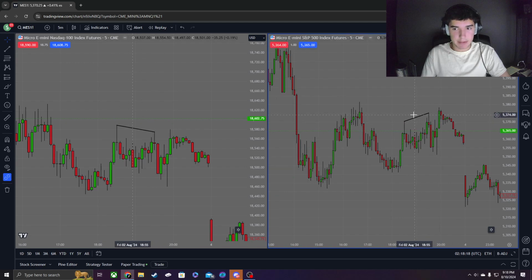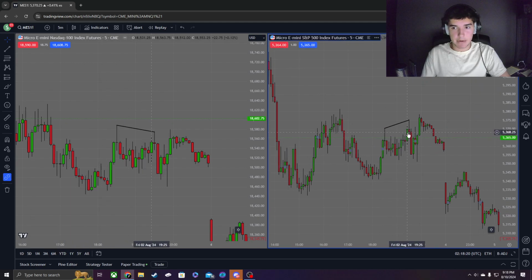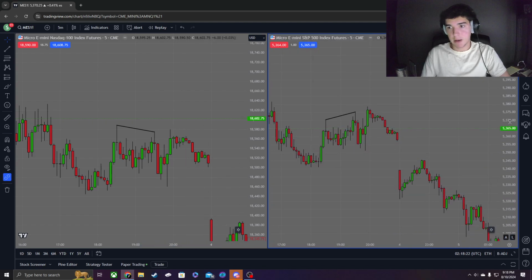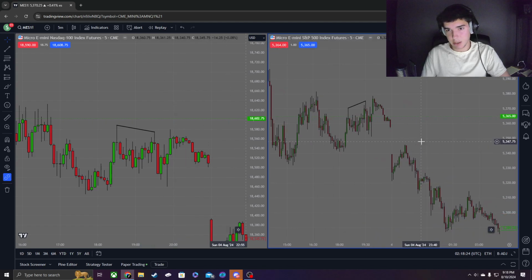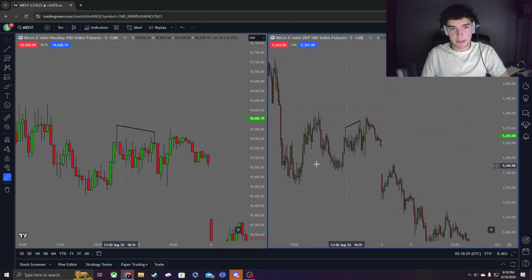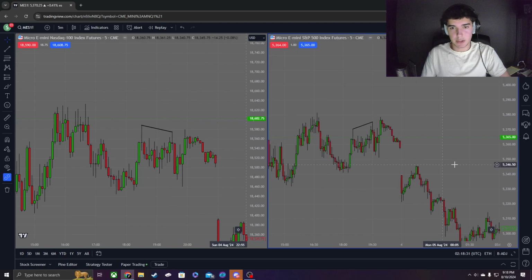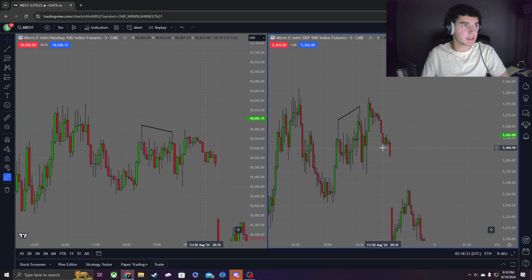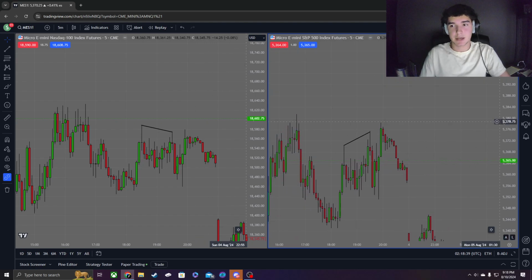So now this would be the SMT divergence right here, because it's with the highs, right? This would be a bearish SMT divergence. Now, there might be a trade here, but honestly, this is more just signaling if price is going to go in your direction. So just use this as a confluence. Don't just see an SMT divergence and go, oh my God, I need to enter the trade. No. It's not like that. It's just the confluence.